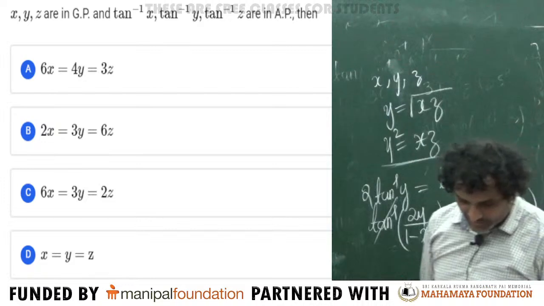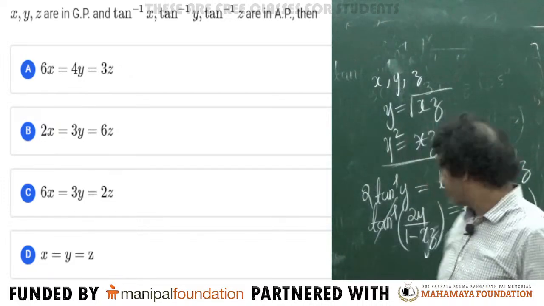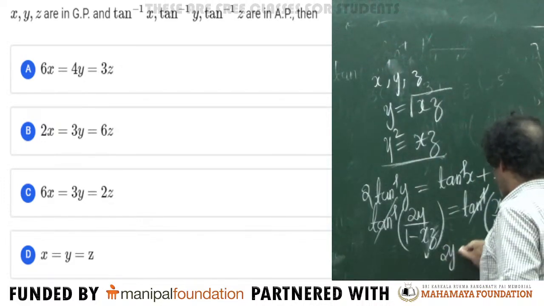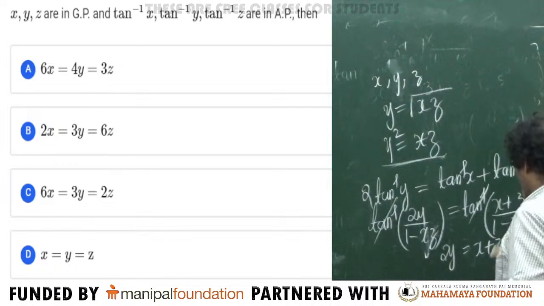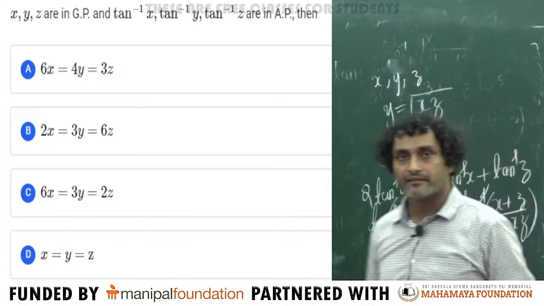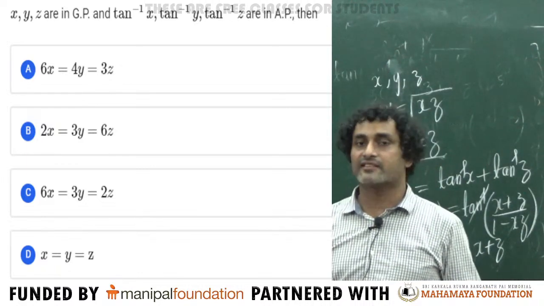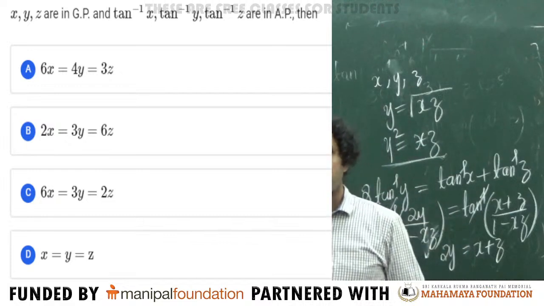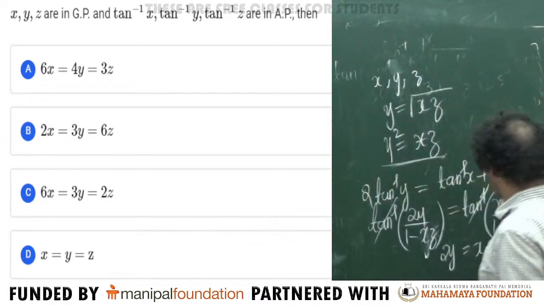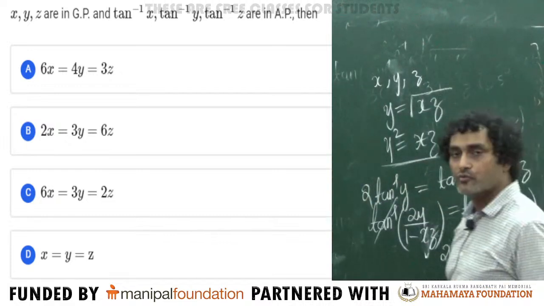I'll come to the question. Then they are telling, if 2y is x plus z, this can happen when all are equal, right? x equal to y equal to z. Correct? After doing all this, if you are getting 2y is x plus z, which is the option?